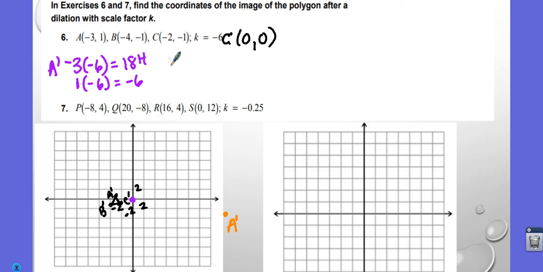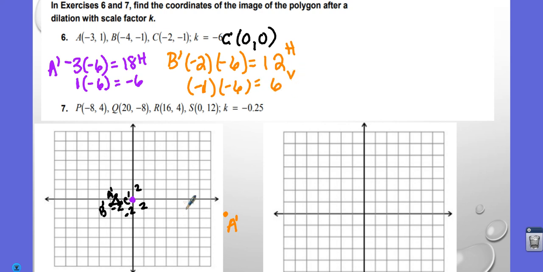Okay, now to get the B prime, I would go here and I would count how far I am horizontally over. So I'm 1, 2 to the left. So I got 2 to the left times the scale factor, which is -6. So that's going to be +12. That's my horizontal component. And then I am 1 down from that center. So I would do -1 times -6, which is +6. And that's my vertical component. So I'm going to go 12 and +6.